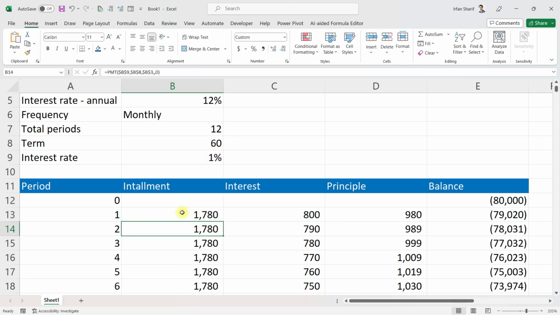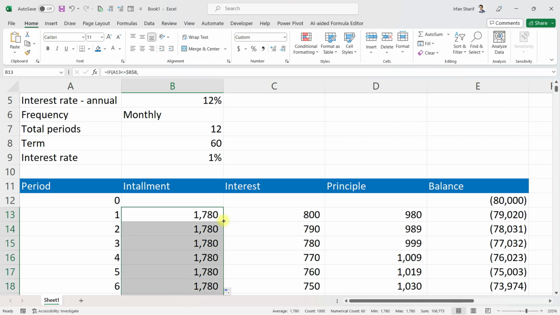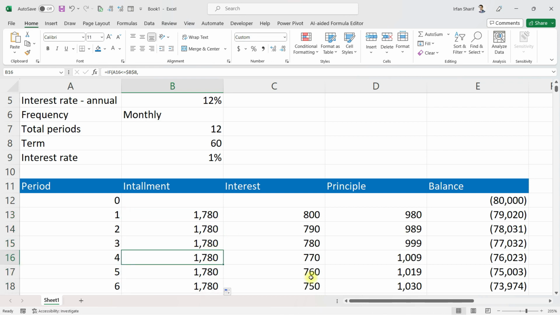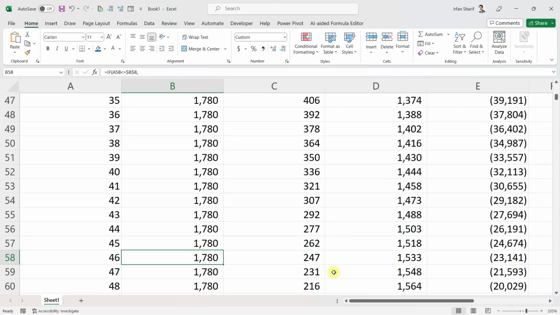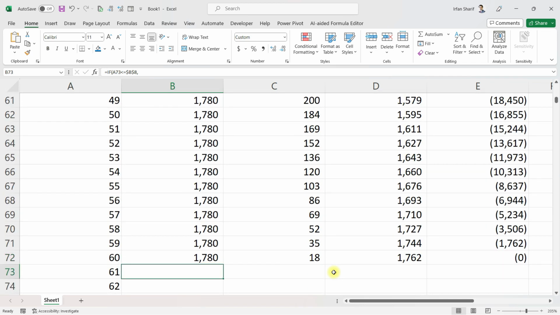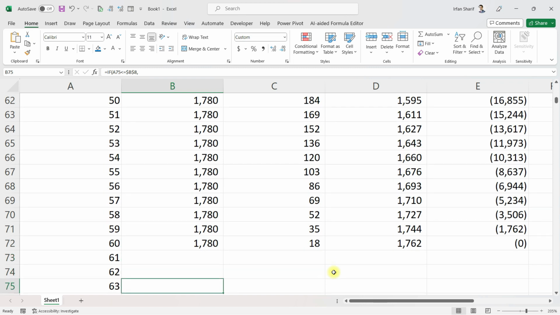And now press enter and just double click here to make sure that this formula has been copied to all the cells below. Now when I scroll down and go to period number 60, you can see that the value has become 0 here. You can apply a similar logic to this cell as well, so that you are not seeing any period number here at all after the last period, but we can ignore that.